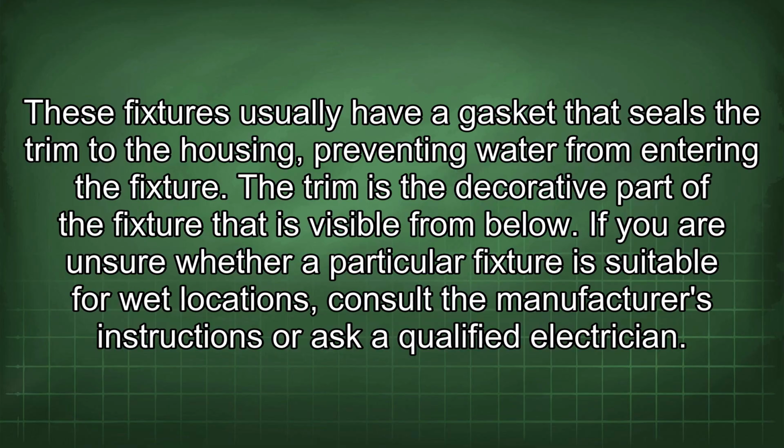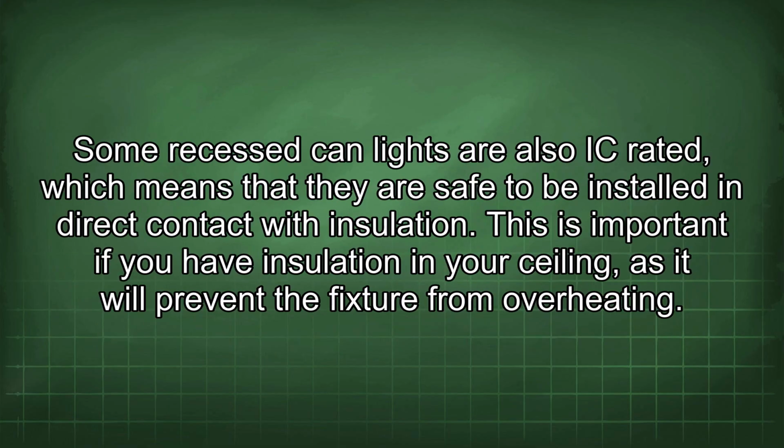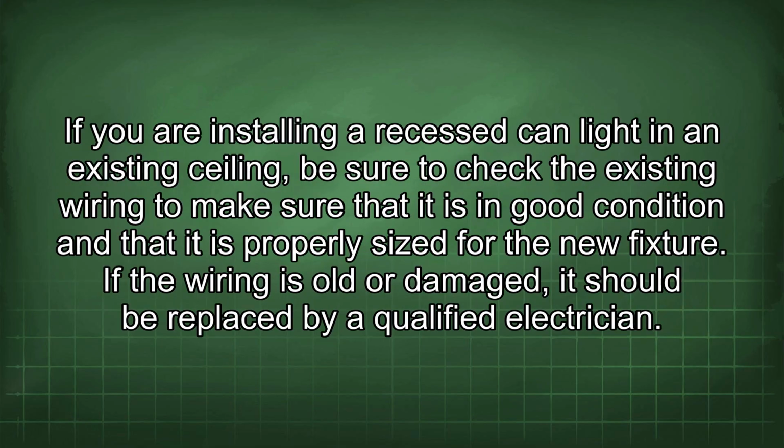Some recessed lights are also IC rated, which means that they are safe to be installed in direct contact with insulation. This is important if you have insulation in your ceiling, as it will prevent the fixture from overheating. If you are installing a recessed light in an existing ceiling, be sure to check the existing wiring to make sure that it is in good condition and that it is properly sized for the new fixture. If the wiring is old or damaged, it should be replaced by a qualified electrician.